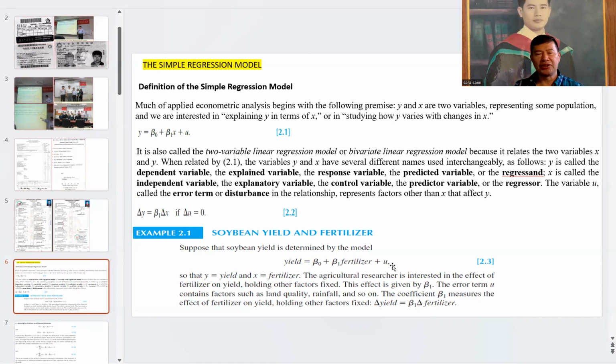Not only fertilizer makes yield grow, it might also relate to the weather: harsh weather, bad weather, or good weather that is suitable for growing the crop. Because the author doesn't include those factors in the study, that's why we put them in u, called the error term or disturbance. This is how you convert from the original equation to a research model.